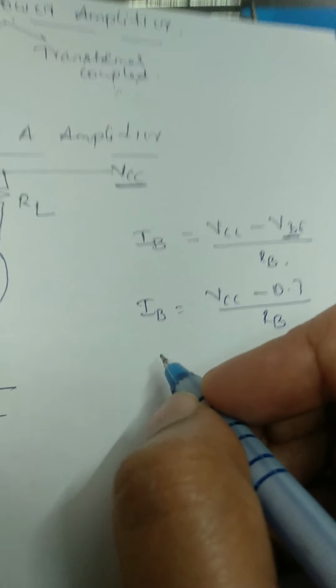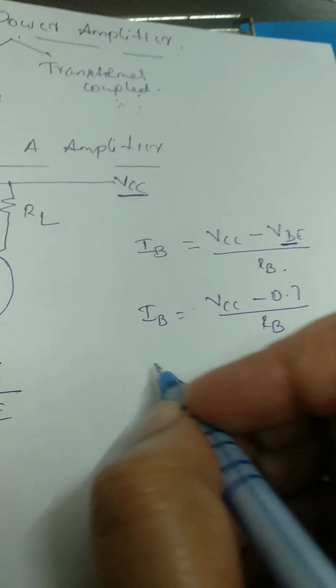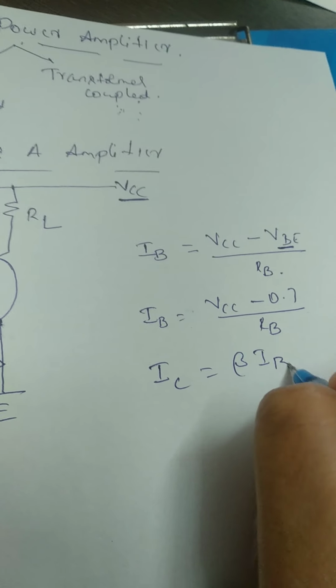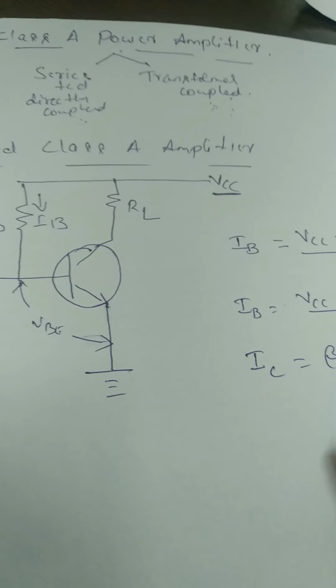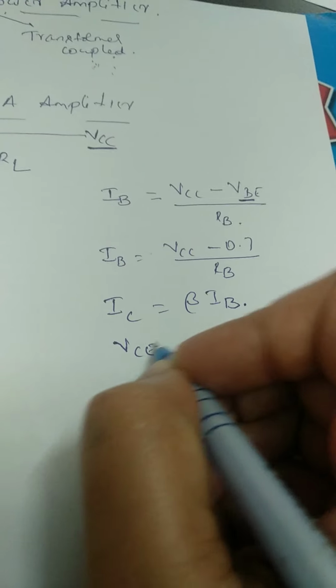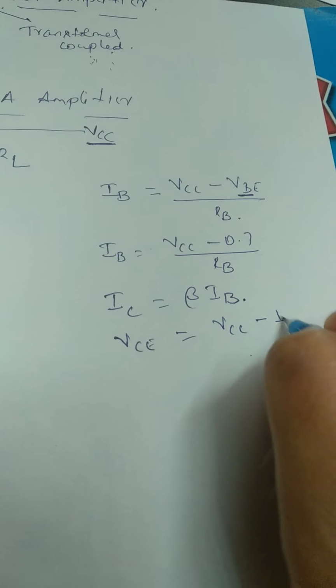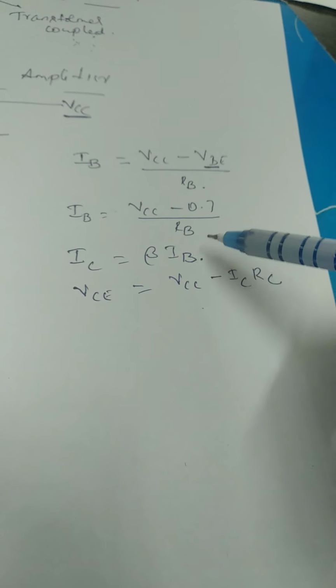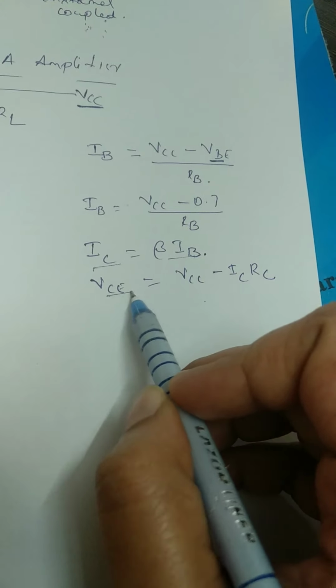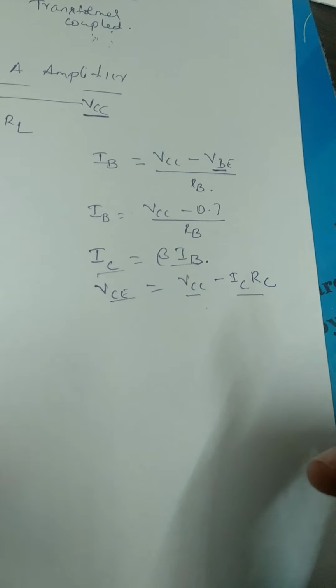The collector current IC is the output current. So IC is equal to beta times IB. And the output voltage VC is equal to VCC minus IC RC. These are the three terms we get when we bias our series fed class A amplifier. The output current IC is equal to beta times IB, and the output voltage VC is equal to VCC minus IC RC.